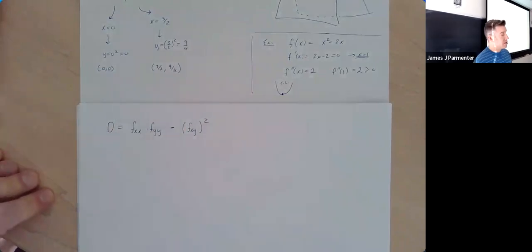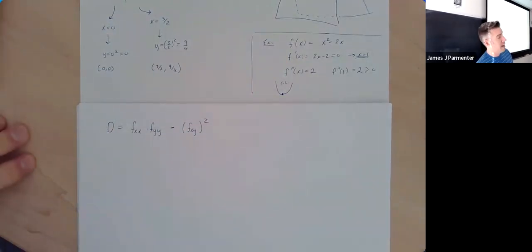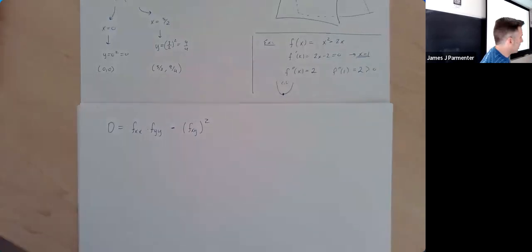It's called D because it's the determinant of the Hessian matrix. If you really care, nobody cares, but that is why it's called capital D.